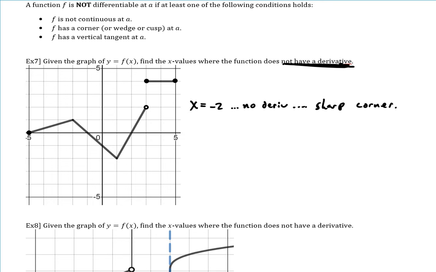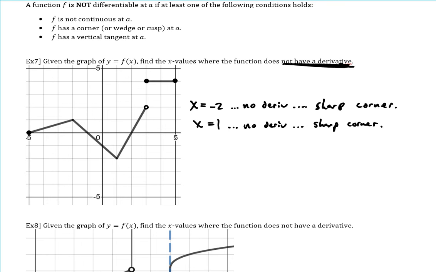Okay, and then afterwards, continuing through, this is continuous, so that's fine. So from negative 5 to here, that's continuous. From here, everything's good, but we see there's a sharp corner at x equals 1. So x equals 1, there's also no derivative because of the sharp corner again.